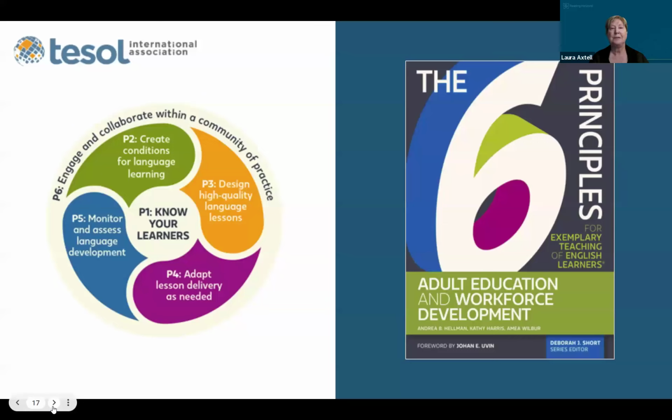TESOL obviously provides lots of great resources, and this is one: the 6 principles for exemplary teaching of English learners. And principle number 1 is know your learners. That means we need to find out as much information as possible because we have so much diversity with our students. We have students who are coming again from very high levels of education, and we have students who have no formal education. They're not literate in their first language. They don't read or write. And so when you're trying to translate, that doesn't work for them because they can't read their language, right? And so knowing your students and more about their language.